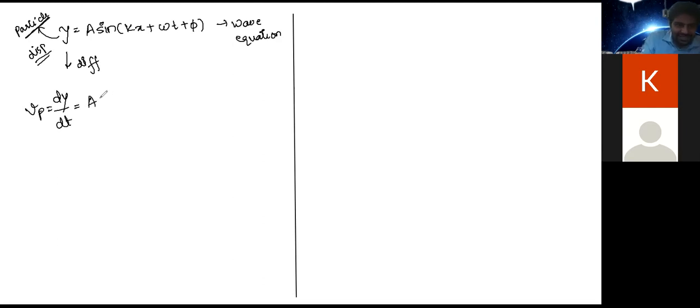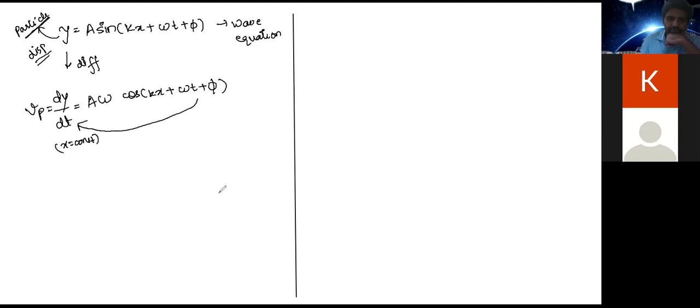Tell everyone how much does it come? Assuming x is constant, a omega cos of (kx plus omega t plus phi). And why does omega come here? Because we are differentiating with respect to time. Very good.